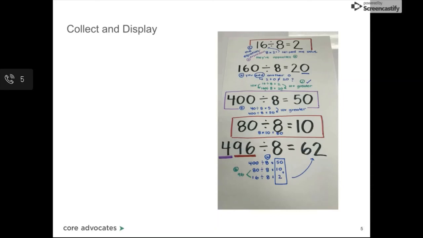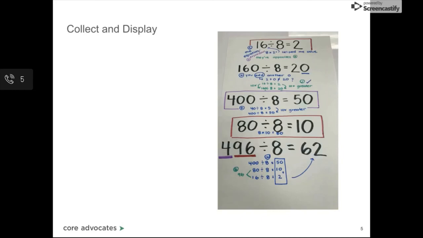As we worked through the second division equation, the language of "you add another zero" came up. This was also something I wanted to display because it is a common misconception when working with powers of 10. Another student chimed in to this conversation saying that you don't add another zero because 2 plus 0 does not equal 20. In addition to this student's comment, adding another zero, but better yet, it is increasing by 10 times greater.